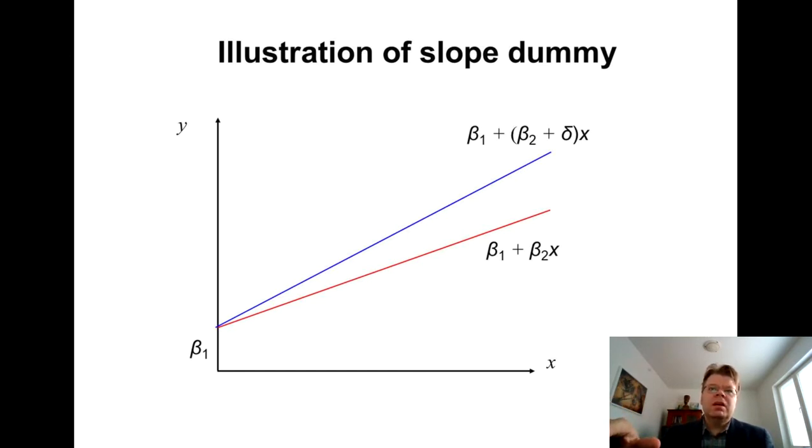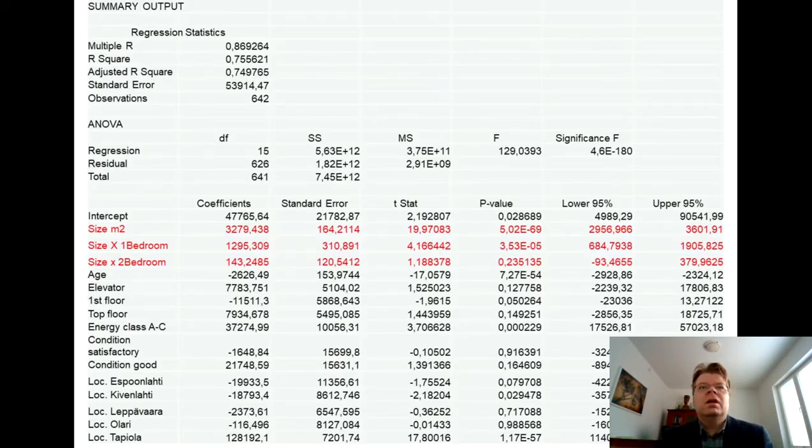So in practice, I have also done this regression example. The use of slope dummies can also be a viable way to proceed. I have highlighted the interesting variables with the red color, so to speak. Of course, this regression model also includes many other dummy variables and quantitative variables. But our main interest has been in the marginal effect of size in square meters.